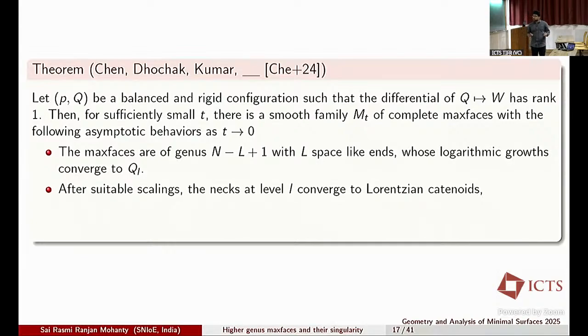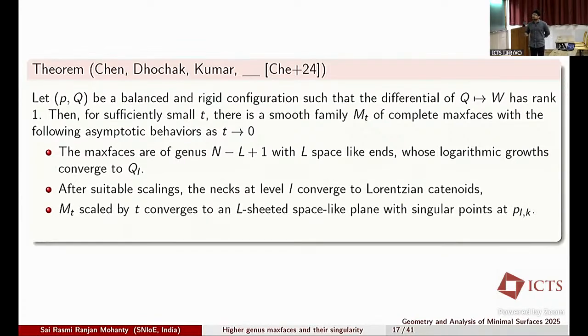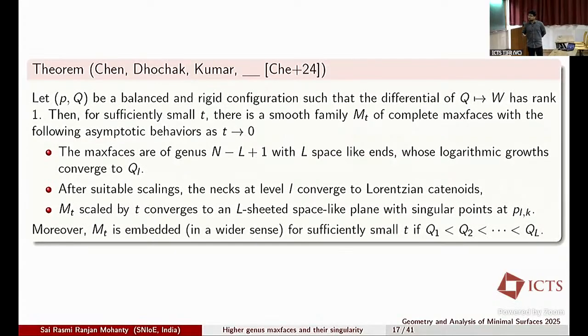Second, after suitable scaling, each neck converges to the Lorentzian catenoid, and as t tends to 0, this smooth family converges to L-sheeted space-like planes which are attached at a singular point P_{LK}. And there is one more condition telling about embeddedness in the wider sense. If the logarithmic growth is in strictly ascending order, then each member of this family will be embedded in the wider sense for sufficiently small t.